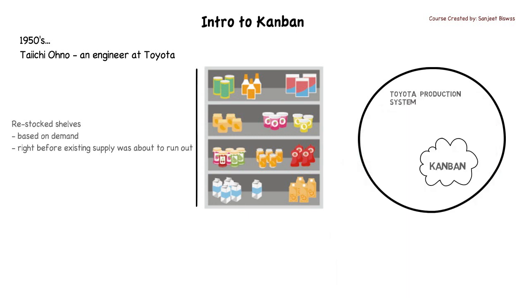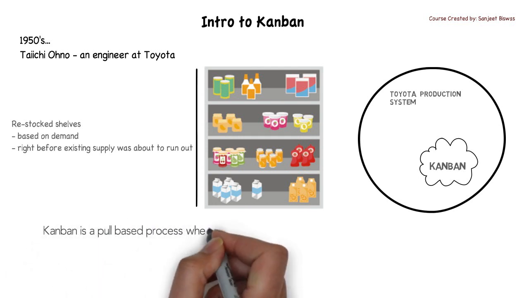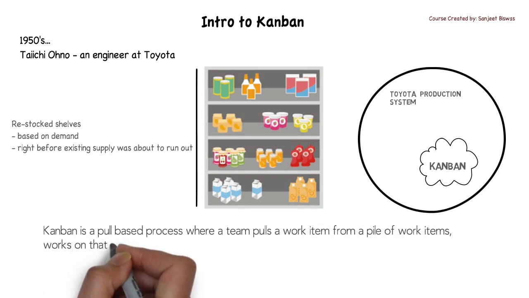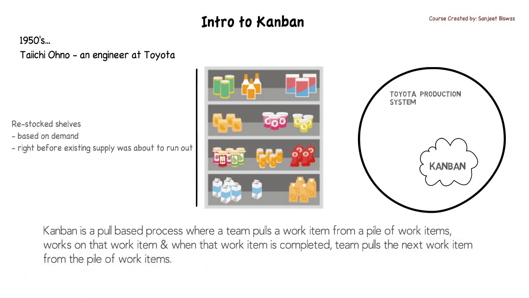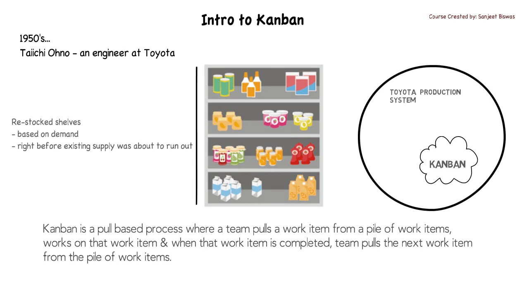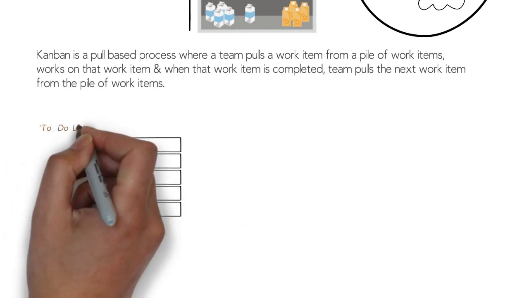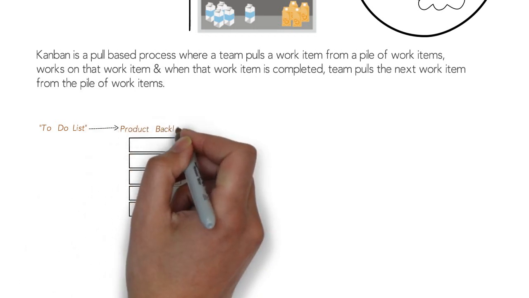So what is Kanban? In simple terms, Kanban is a pull-based process where a team pulls a work item from a pile of work items, works on that work item, and when that work item is completed, it pulls the next work item from the pile of work items. Think of the pile of work items as a to-do list. In the case of software development, the pile of work items or the to-do list is the product backlog.